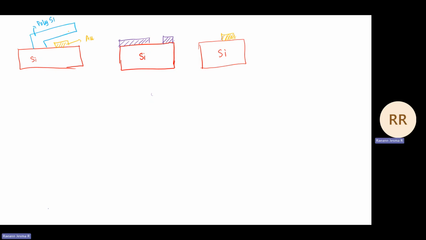Then after this, you need to have a cantilever on top. There is also some gap between the bottom electrode and the cantilever. So you'll follow this by depositing some sacrificial material on top of this. Okay.